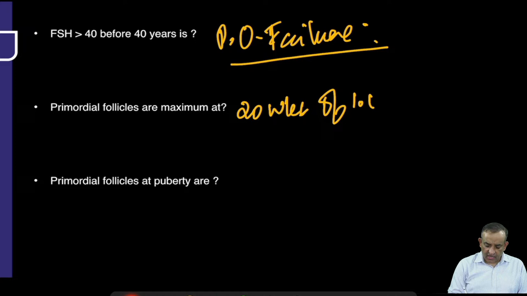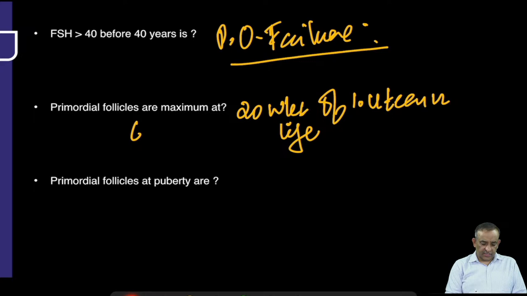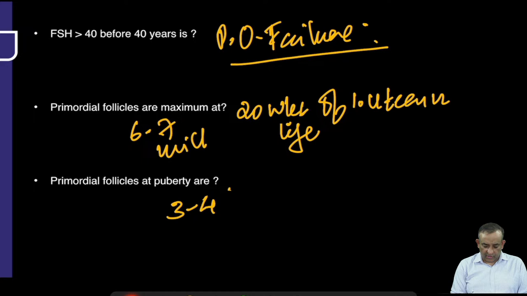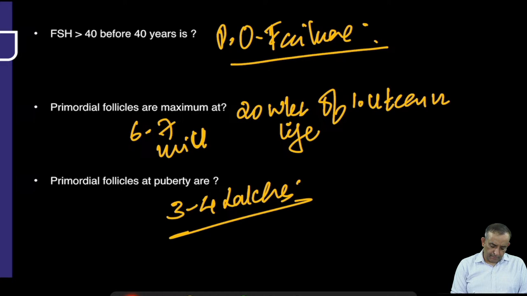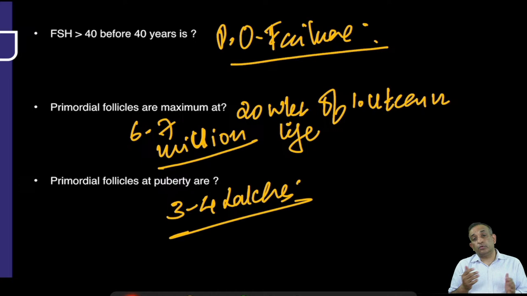Primordial follicles are maximum at 20 weeks of intrauterine life. At 20 weeks, it is maximum. It is 6 to 7 million at that time. After birth, it is only 1 to 2 million. And then at puberty, they are not in millions, they are only in lakhs, 3 to 4 lakhs. And that's why they keep reducing every month. That's why women will finally finish the follicles around 45 to 50. And when the follicles finish, estrogen doesn't form, the woman doesn't have endometrium growing, and they stop having periods. The follicles finish, and that's the reason of menopause.